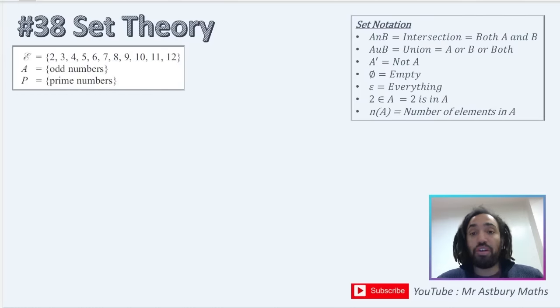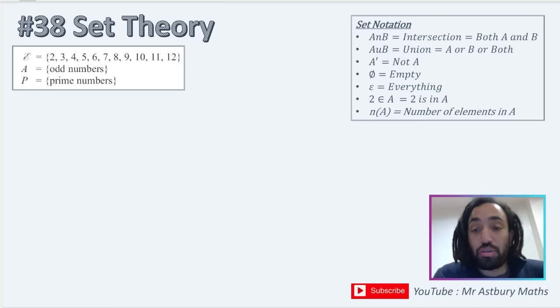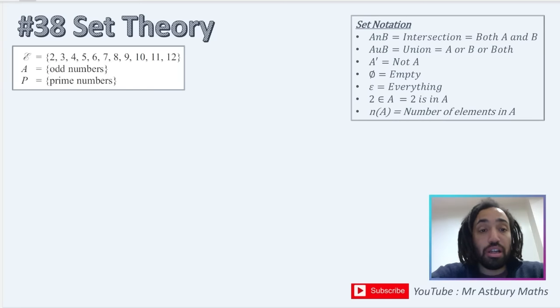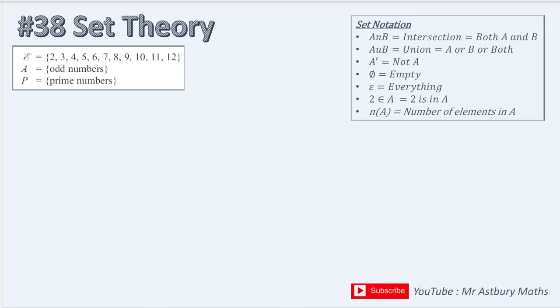Okay, set theory. Number 38, you need to know all of the notation on the right-hand side there. I'm not going to go through it, but please do read it and try and understand it. Okay, so let's go to the example now. So I've got a universal set, which means everything that needs to be included, the numbers 2 up to 12. And A is the odd numbers and P is the prime numbers.